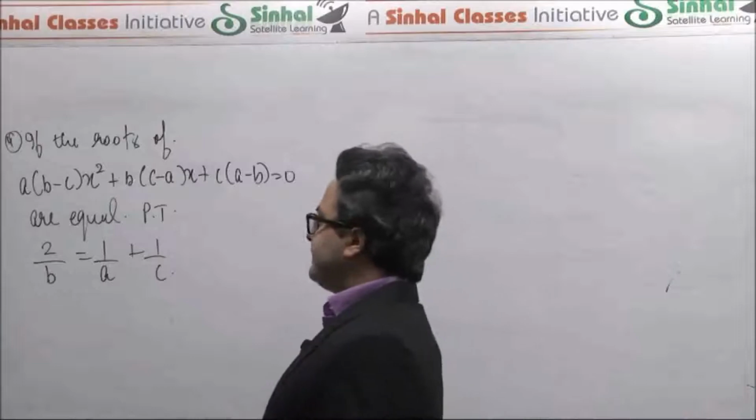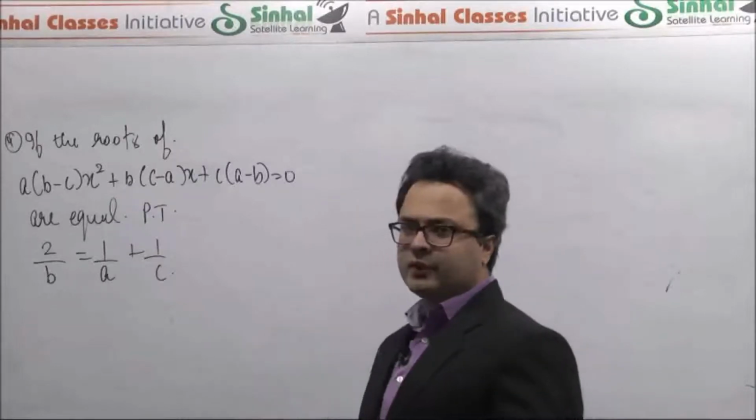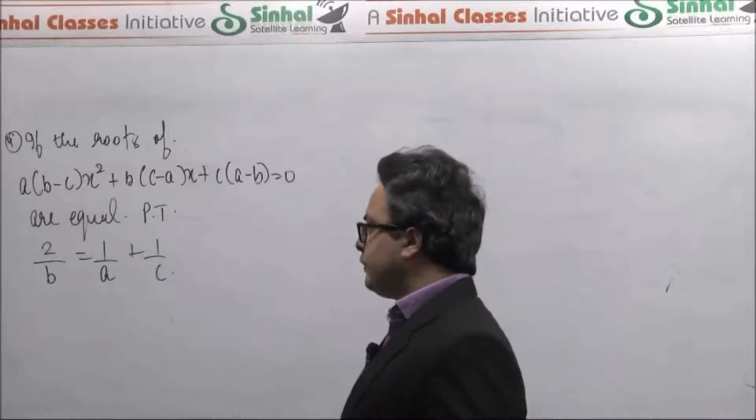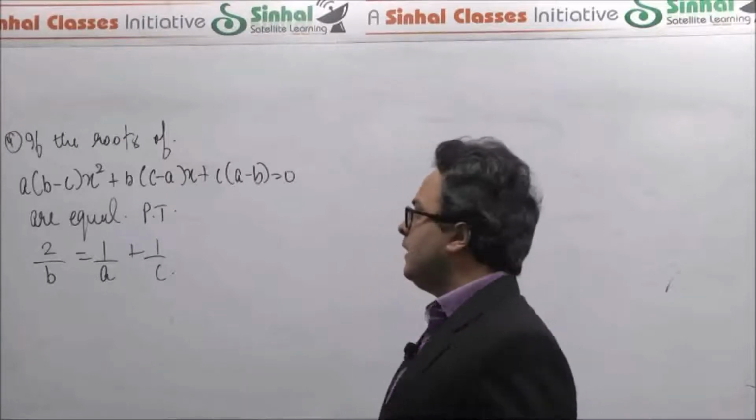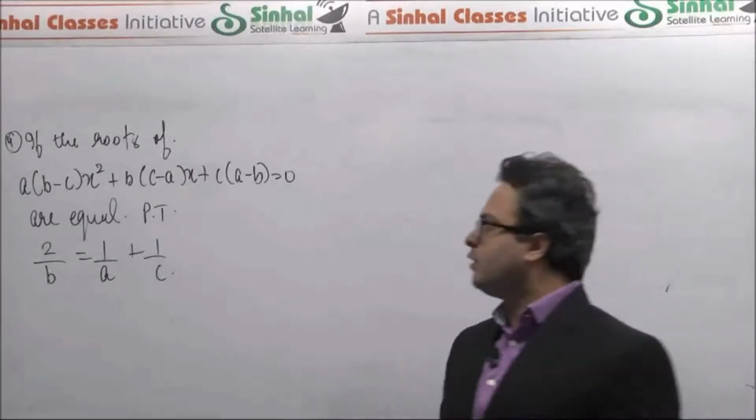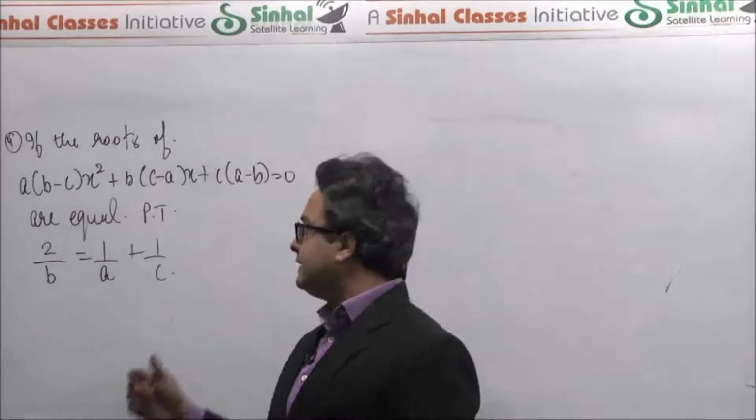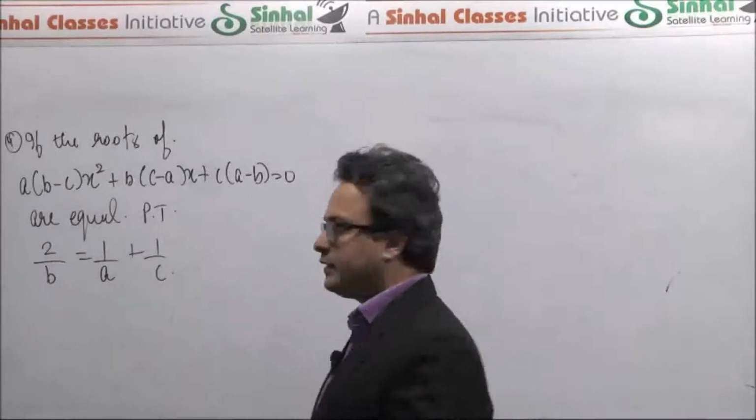So in this particular question, we've been given a quadratic equation, and it's known that the roots of that quadratic happen to be equal, and we want to prove a certain relation between A, B, and C. So a certain observation will help a lot in this particular question, and the observation is that if I put x equal to 1, then the left hand side goes to 0.